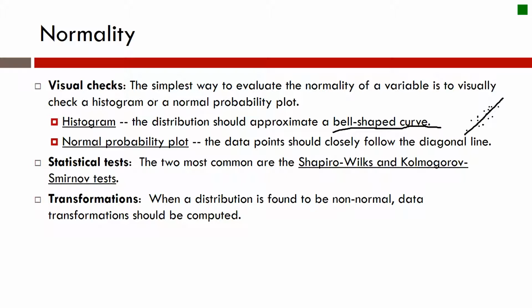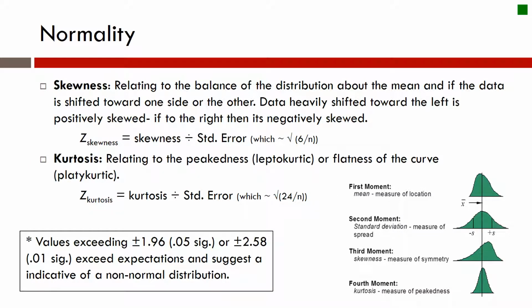Okay, so that's a possibility of what we can do. When we think about normality of data, we sometimes consider the distribution of the data, what the data looks like about its mean. And so two moments beyond mean and variance that we look at would be skewness and kurtosis.